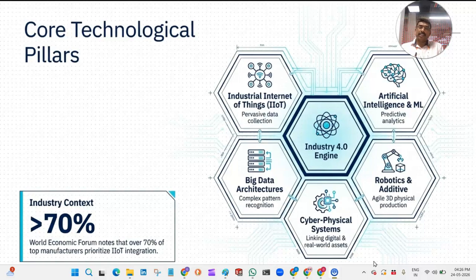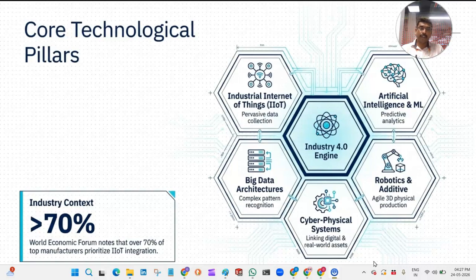So what are the important technological pillars we see in Industry 4.0? The World Economic Forum says that over 70% of the top manufacturers worldwide prioritize industrial IoT integration with manufacturing activity. Industrial IoT is abbreviated as IIoT, and today the manufacturing scenario has changed. Around 70% are moving towards sophisticated manufacturing strategies, and this statistic gives a more clarified, detailed view of the shift from Industry 3.0 to 4.0.